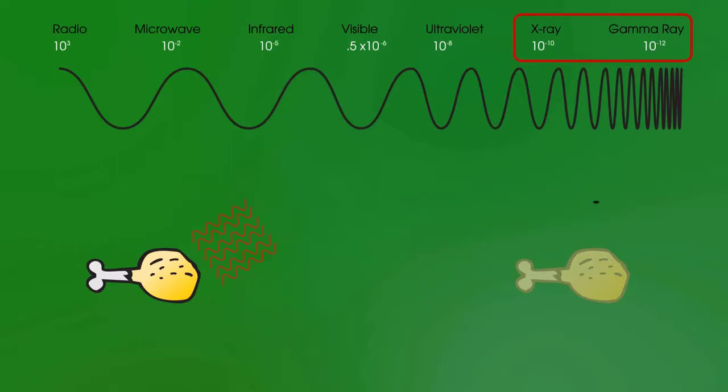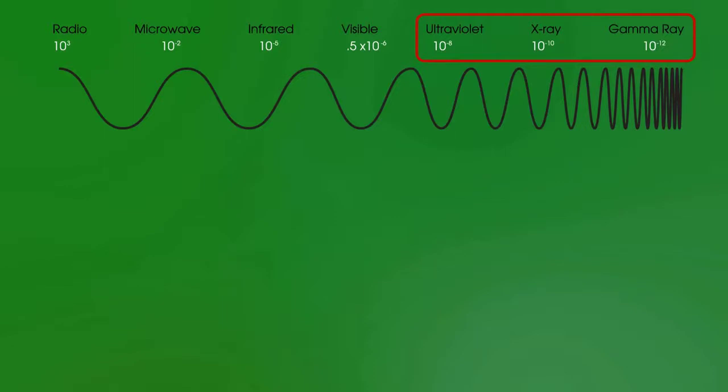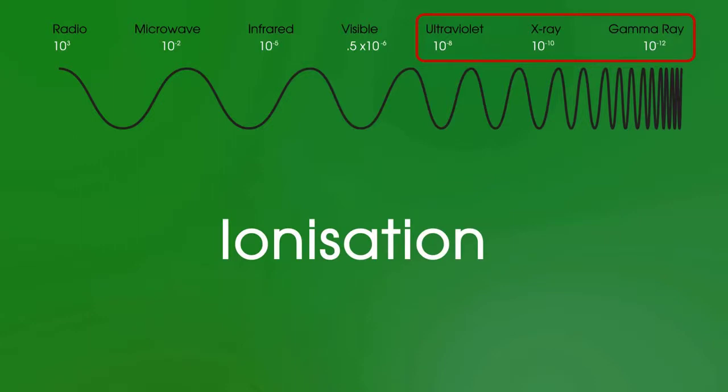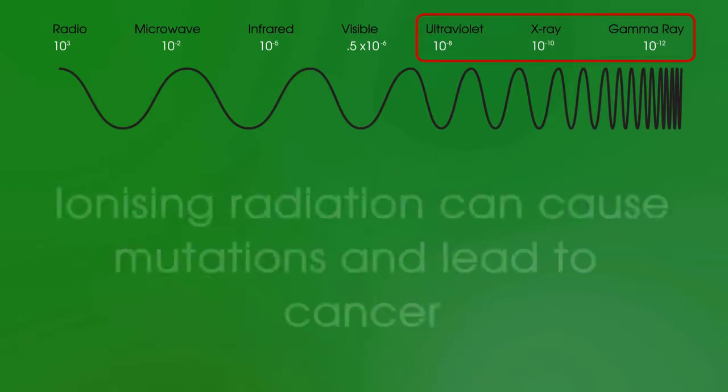Now, this is the high energy part of the spectrum, so there are dangers with using these. As you know, too much exposure to ultraviolet can cause skin cancer. Now, X-rays and gamma rays are even more dangerous, as they have enough energy to remove an electron from an atom, creating an ion. We call this ionization. And this can really damage cells and can actually kill them or cause mutations in them, leading to cancer.